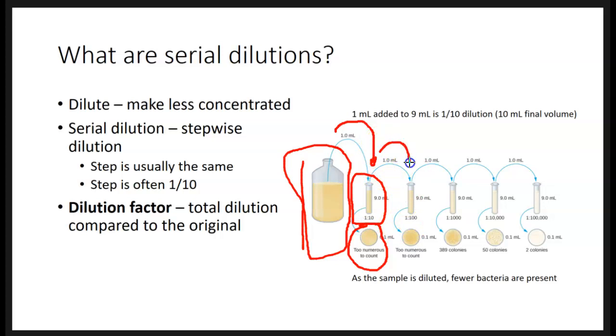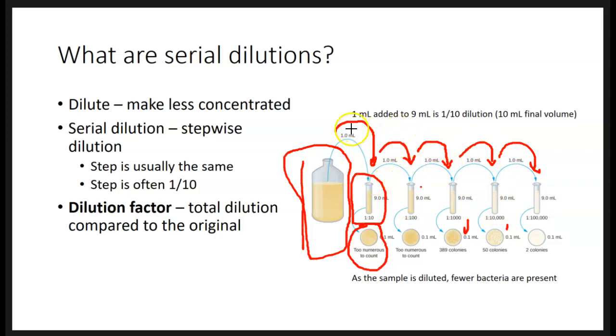But if we do another serial dilution, so if we take 1 milliliter of that more dilute solution and dilute it in 9 milliliters of other liquid, it gets less cloudy. We still might see a whole bunch of bacteria. But if we do that again, we take 1 milliliter into another 9 milliliters of sterile water, we can start getting single colonies. If we do it again, we'll get fewer colonies. And if we do it again, we'll get even fewer colonies. So every time, the concentration of bacteria in the sample goes down.